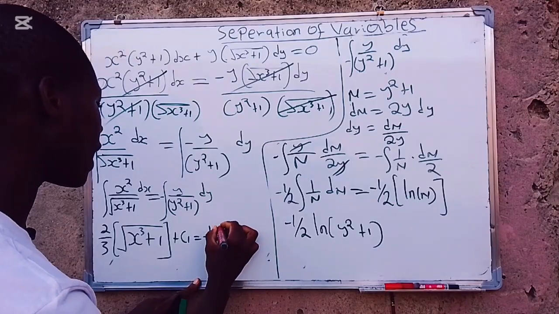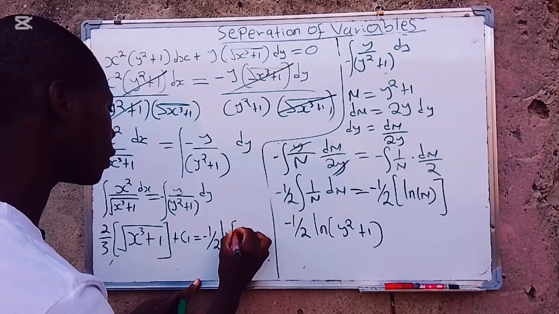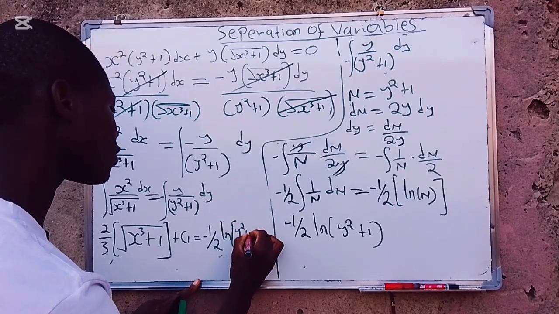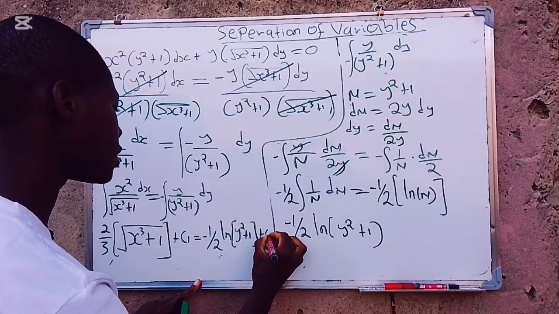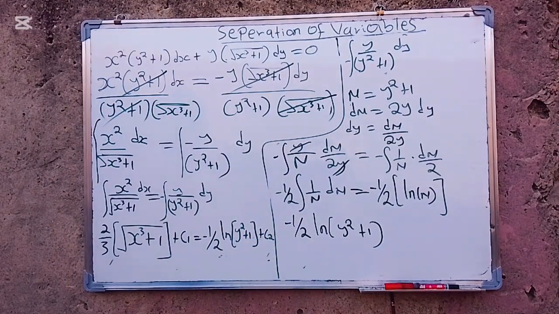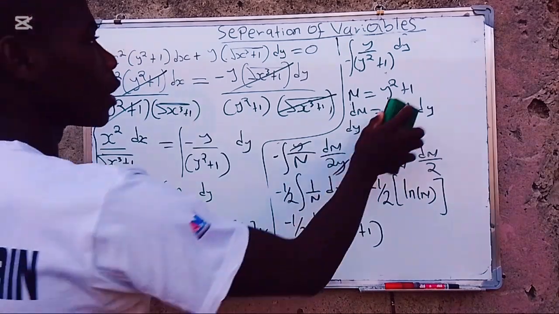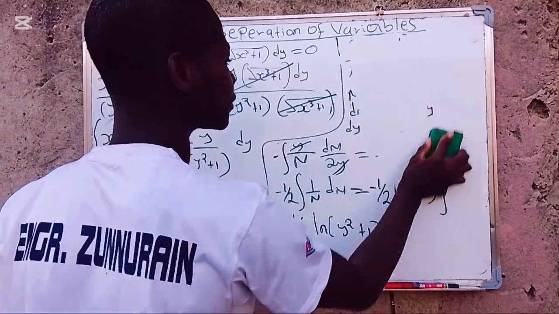So this should now be equal to negative a half of ln of y squared plus 1 plus C2, which is the constant. Feel free to pause the video and continue with the calculation, to see whether you will find the right answer. So let me clean this.